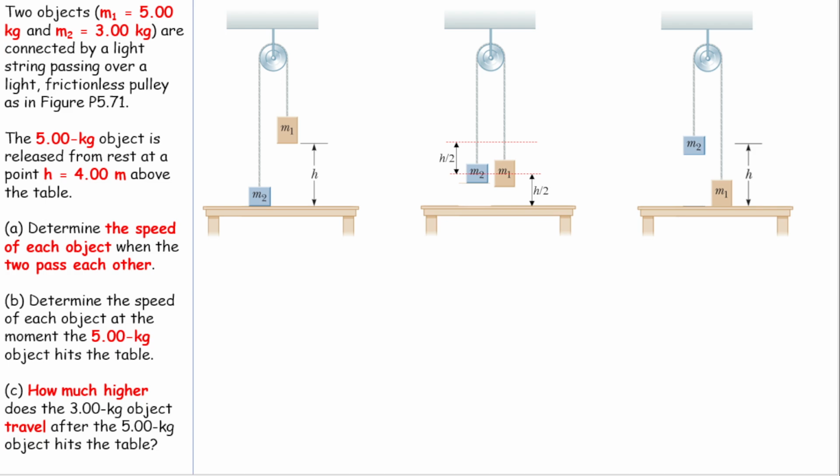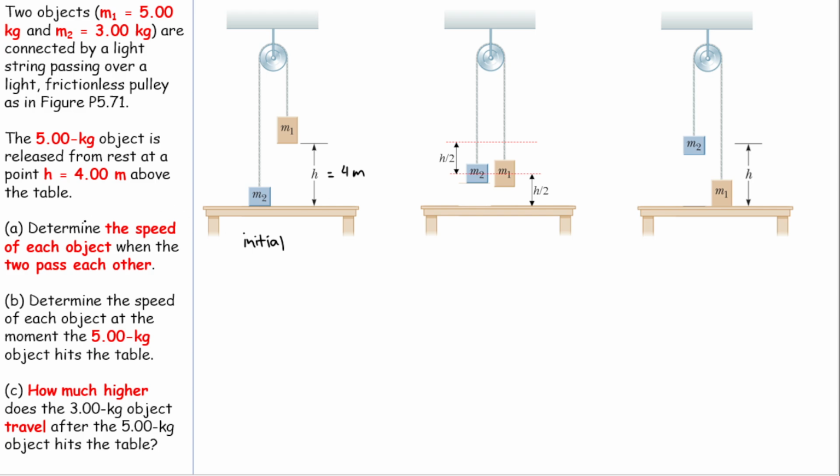Two objects, M1 is 5 kg and M2 is 3 kg, are connected by a light string passing over a light frictionless pulley as in figure P5.71. So this is the initial state here. And then the 5 kg object is released from rest at a point h equal to 4 meters above the table. So this h here is 4 meters.